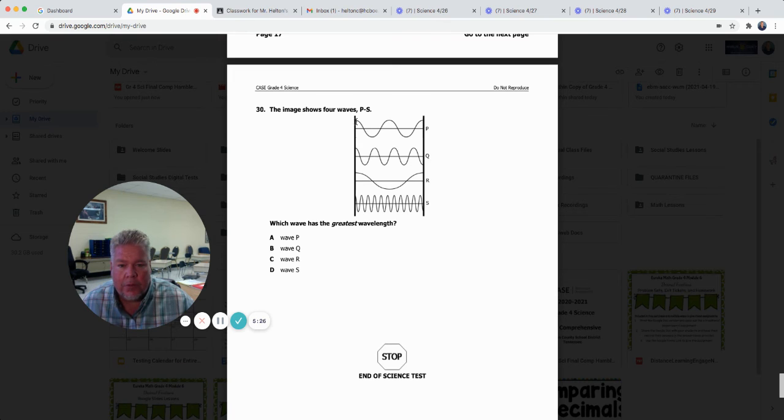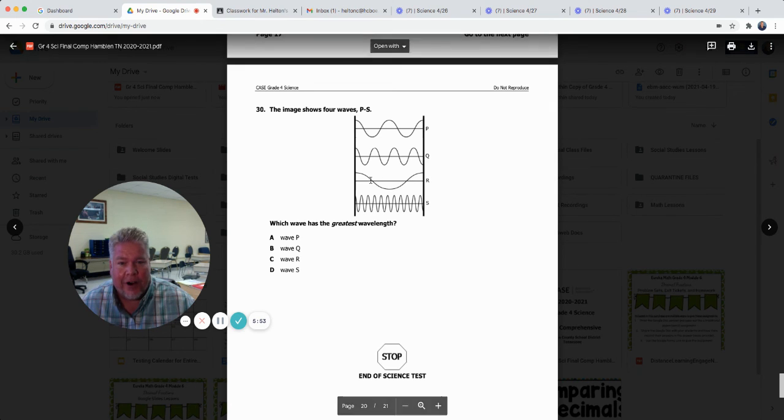So that would be that big. That would be that big. This crest to this crest would go all the way across. These are little tiny wavelengths. Okay, so which one has the biggest wavelength? Well, it takes all the way from one line to the other to go from crest to crest on wave R. Don't like that question. I don't like how it's asked. Which has the greatest, should say, the longest wavelength, in my opinion. But either way, it's wave R.